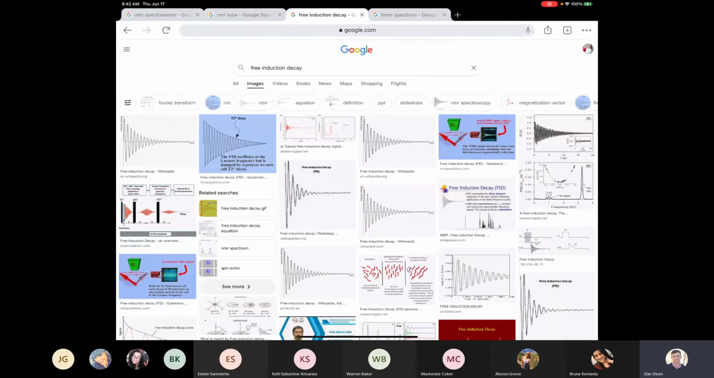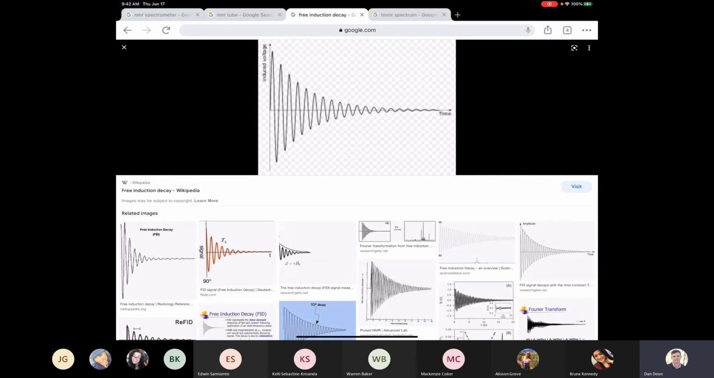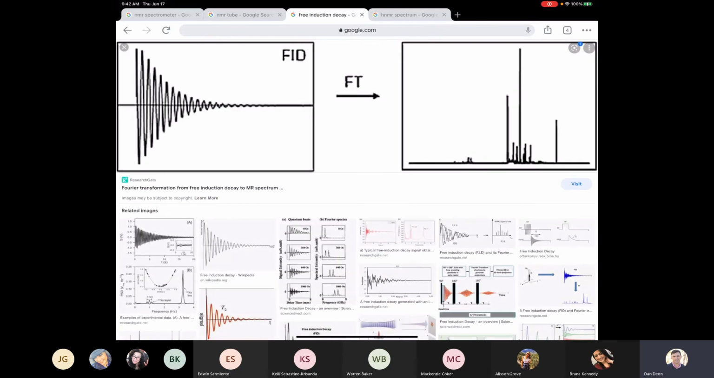This is a free induction decay, which is neither here nor there really, but that's what an FID looks like. And then you do the Fourier transform, and it ends up making an NMR spectrum, which is something that you can actually interpret.